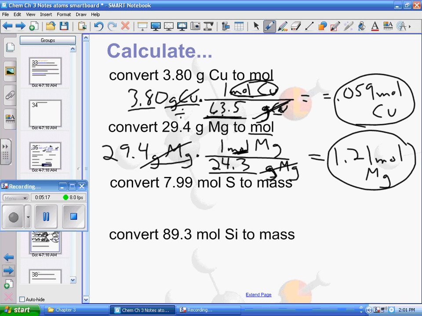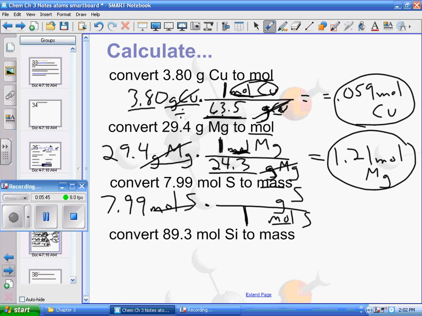Okay, let's try this next one. I'm going to convert 7.99 moles of sulfur, but I'm going to go to mass now. So I'm going from moles to mass. So let me do my dot line. And again, whatever you have here goes on the bottom. And you'll notice that anytime I have moles, I always put a 1 next to it. There's the 1 mole. Up here, 1 mole, 1 mole. And now, since I'm converting to mass, that goes on top. Grams of sulfur on top.